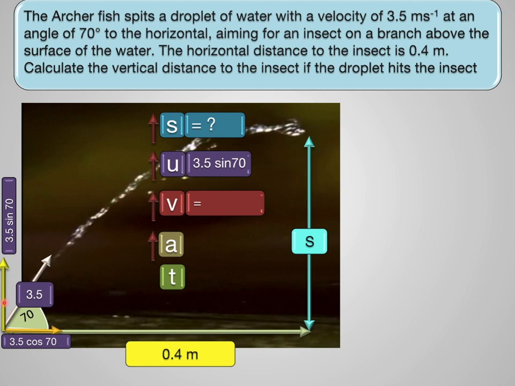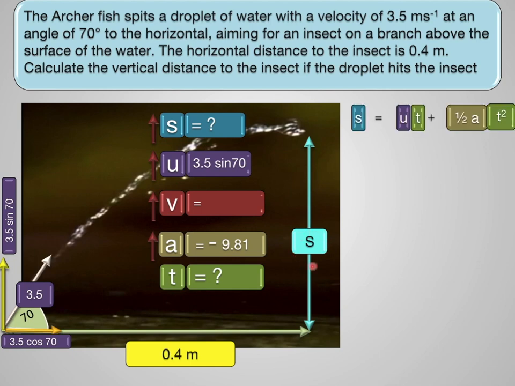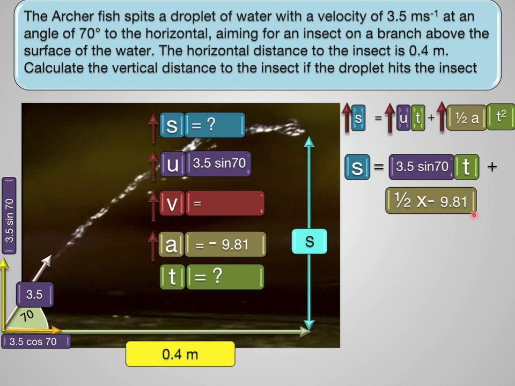Acceleration. The initial upward velocity you have taken as positive, so you have to write the acceleration as negative, because the downward acceleration has to be taken negative. The time is not given. I want to find the vertical displacement, so I'm going to write an equation for vertical displacement. Every quantity should be vertical, as you know. Vertical displacement, I don't know. Vertical initial velocity is 3.5 sin 70, plus the acceleration should be written as minus, into t squared.